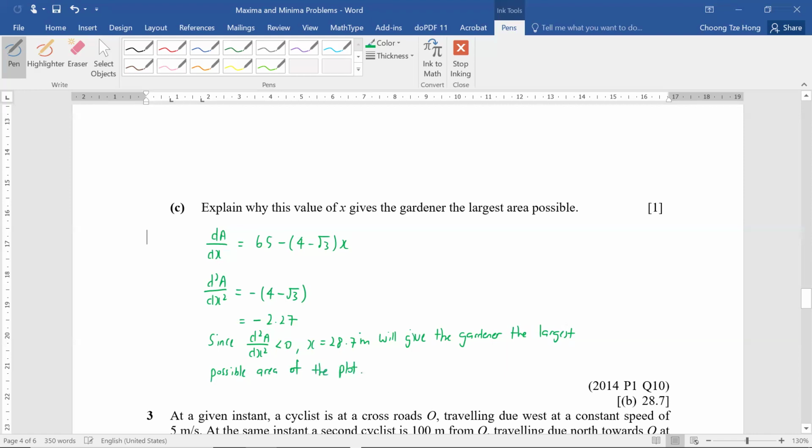Right, so this is the working for this particular question. I hope that you'll go and try, and then find out for yourself how such questions usually work.